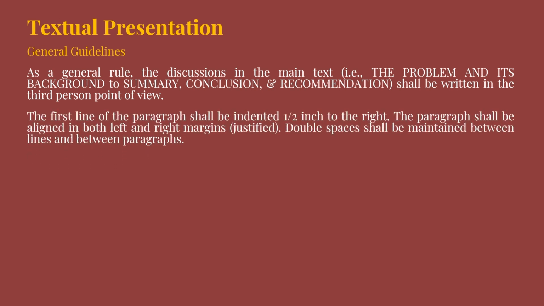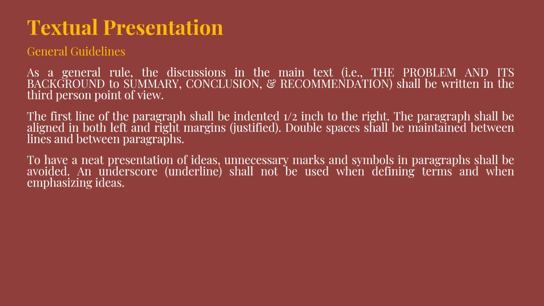The first line of the paragraph shall be indented 1/2 inch to the right. The paragraph shall be aligned in both left and right margins. It means justified, and double space, as you can also read in the general guidelines. To have a neat presentation of ideas, unnecessary marks and symbols in paragraphs shall be avoided. An underscore or an underline shall also not be used when defining terms and when emphasizing.